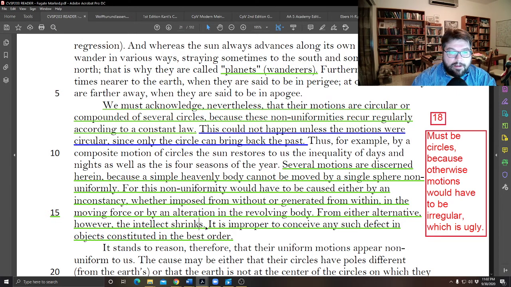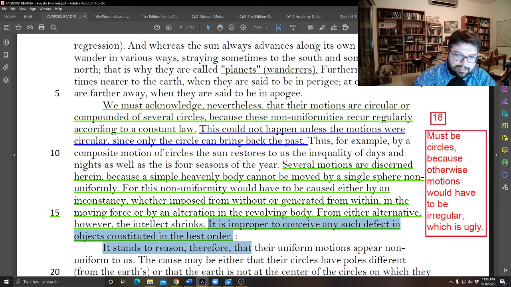And he's saying here that something spontaneously speeding up and slowing down is just not the way nature works. It's too ugly. God would not work in that way. He even makes it a kind of moral case here. He says it is improper to conceive any such defect. So he sees such slowing down and speeding up of a planet as a kind of defect, right? Like a moral defect in objects constituted in the best order. So he's almost saying here, it's unworthy of God to make it such that planets moving in circles speed up and slow down. So don't think it, right?